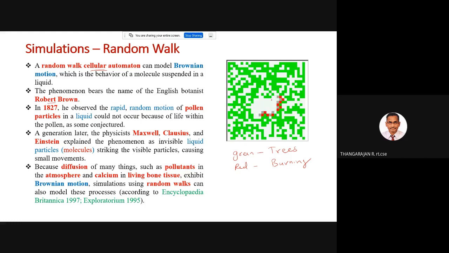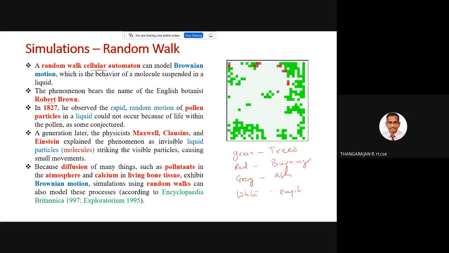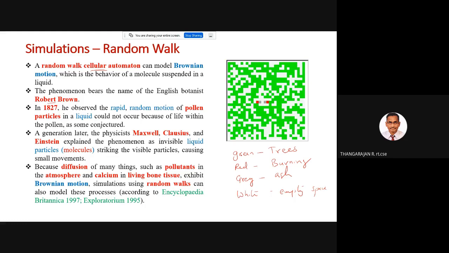And what about this gray one? They are ash, and white is the empty space. So this is the meaning of different colors in the graph. Now you see that you start with a particular configuration and you want to say that at this point the fire starts. So how will the fire spread?